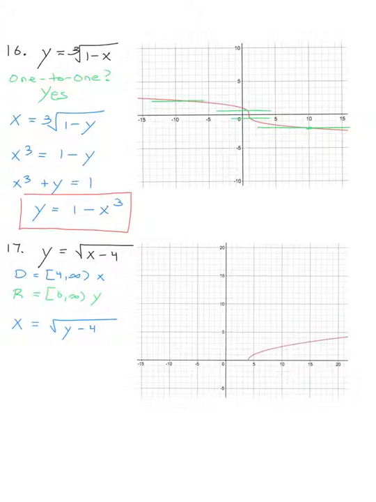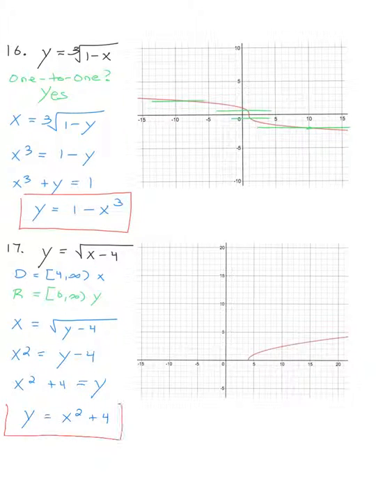But anyways, to solve for y, I'm going to square both sides. Squaring the right side cancels the square root. I'm then going to add 4. And maybe I'll write it in this order, but here it is. y is equal to x squared plus 4. That's the formula for my inverse.